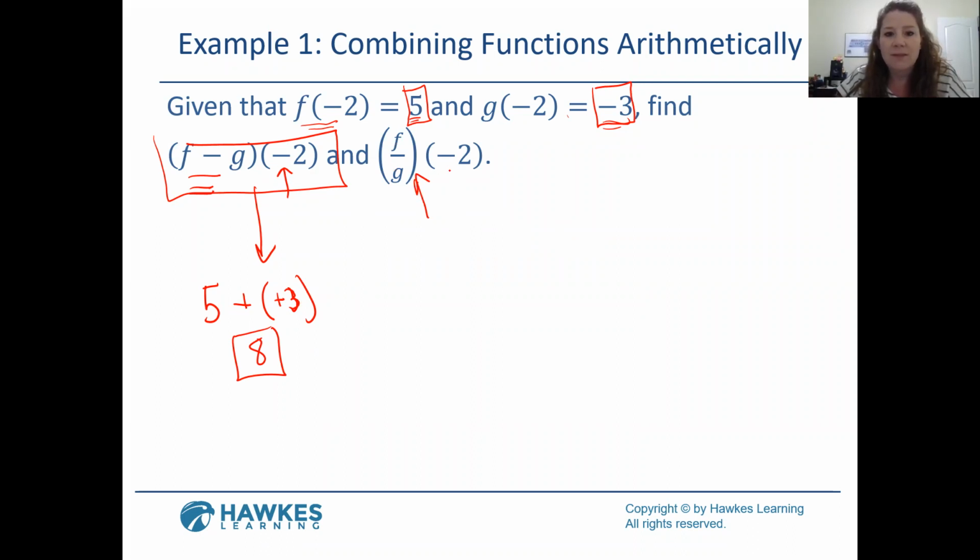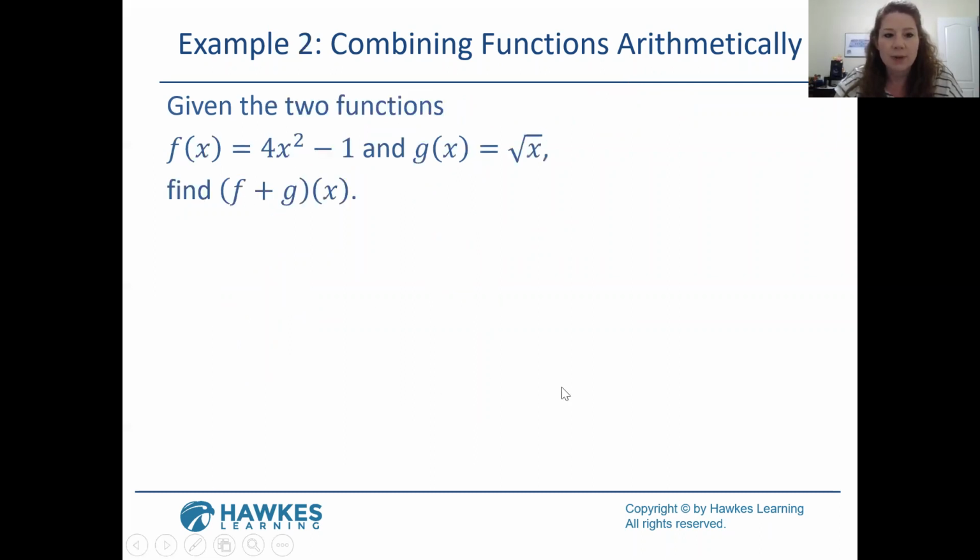And then they say that they want us to find the quotient of F divided by G of -2. Well, once again, they've already plugged in -2 and they got 5 and -3. So this time they want us to find the quotient of F over G. So that would be our final answer. Okay. All right, let's look at some more.